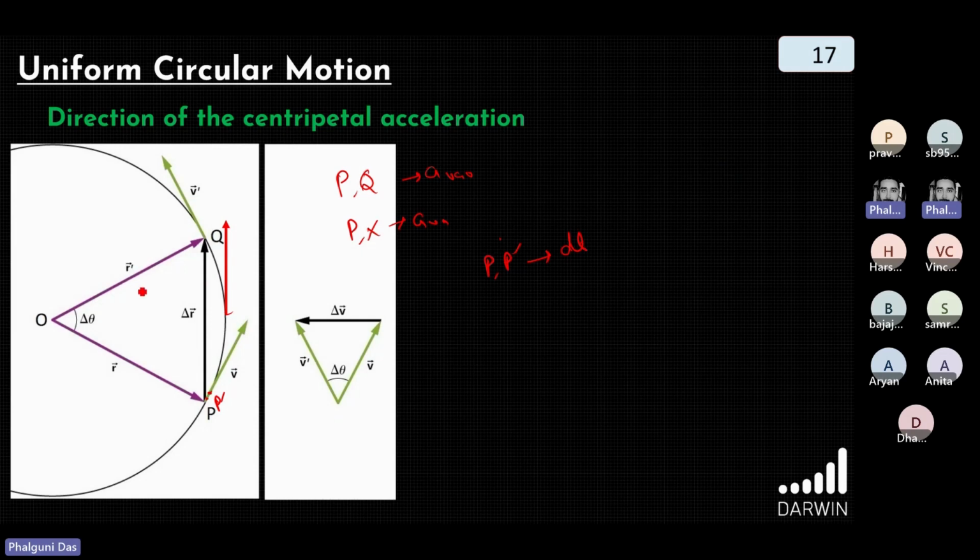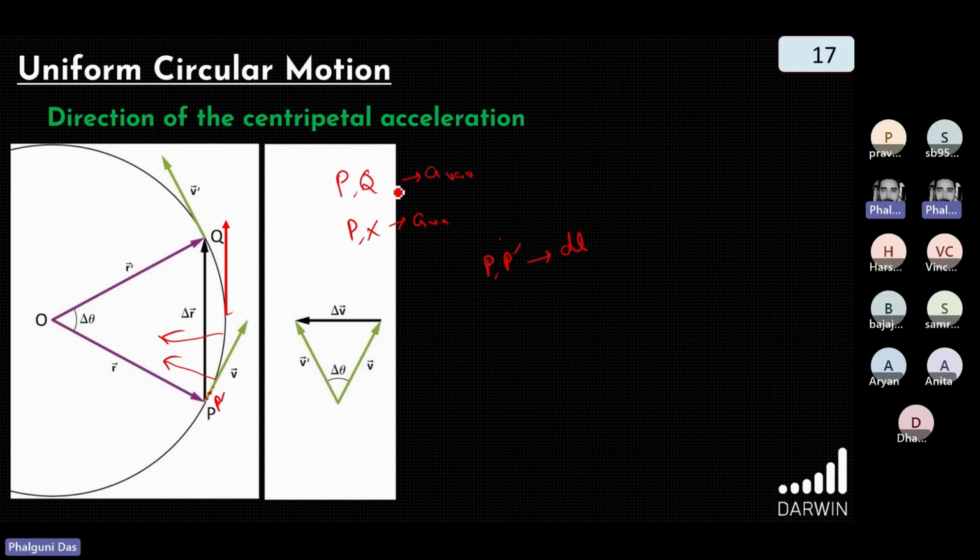That means if a particle moves along a circular path, the acceleration at any point, the instantaneous acceleration at any point, will always be towards the center. Make sense? For whom did it not make sense?